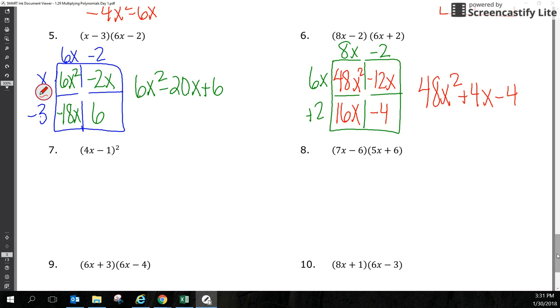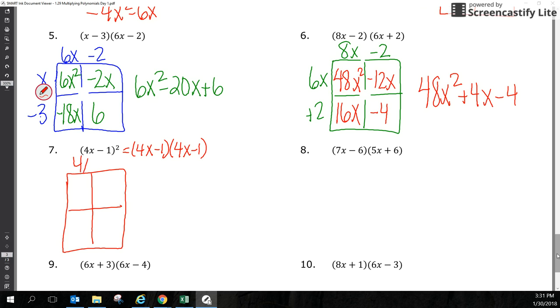Number 7, this is the same thing as 4x minus 1 times 4x minus 1, because it's squared. So again, I've got 2 binomials. I'm going to make a nice square, or rectangle as this one's turning out to be. And we're going to multiply.